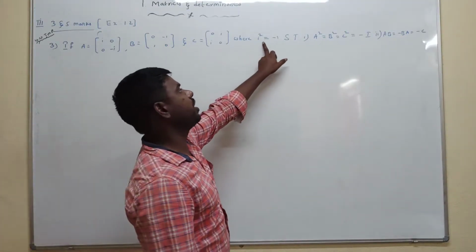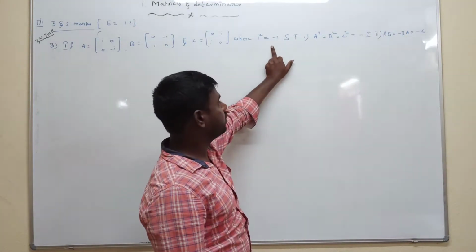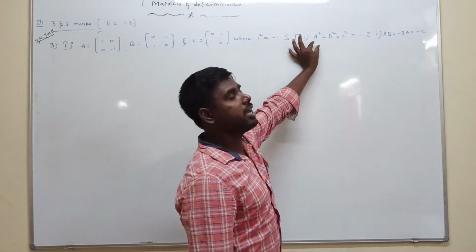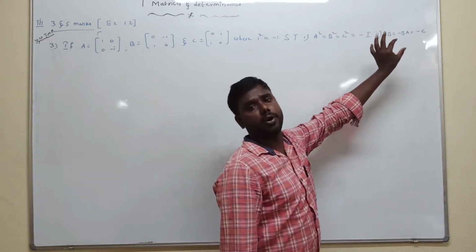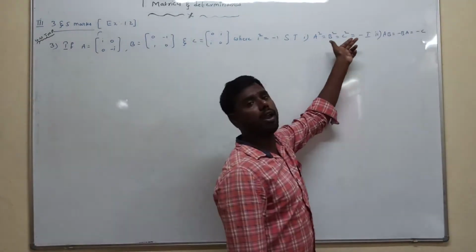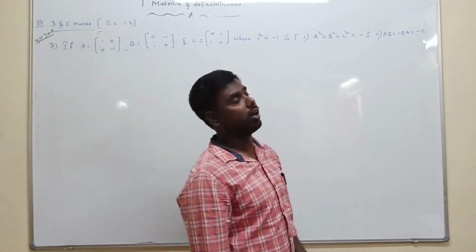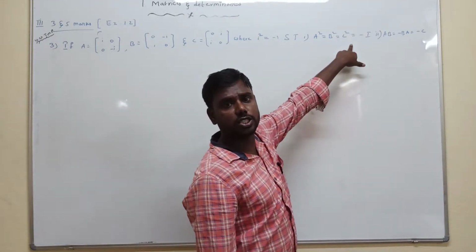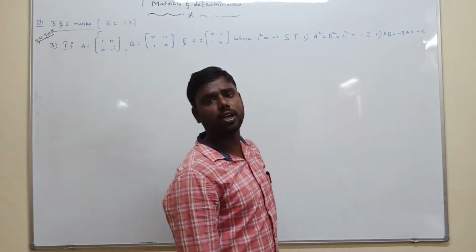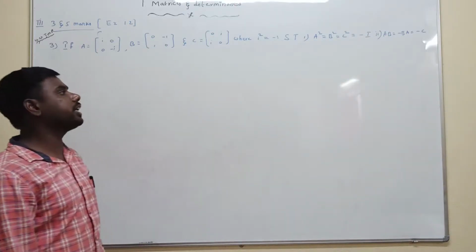The condition is x square is equal to -1. The first question is given: A square is equal to B square is equal to C square is equal to -I. We need to prove that all these matrices are equal. First we need to calculate A square, next B square, next C square. All are equal to minus I, where I is nothing but the identity matrix.